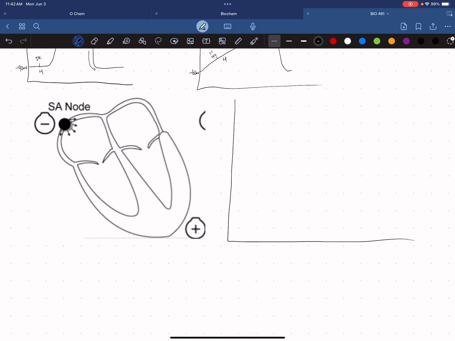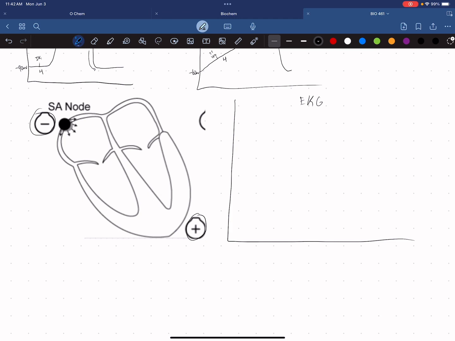Okay, so now for part 2 of this question, we're going to talk a little bit about EKGs, and we're going to trace one out based on the move of the electrical gradient through the heart. So the way this is measured is here we see the positive and the negative sensors.